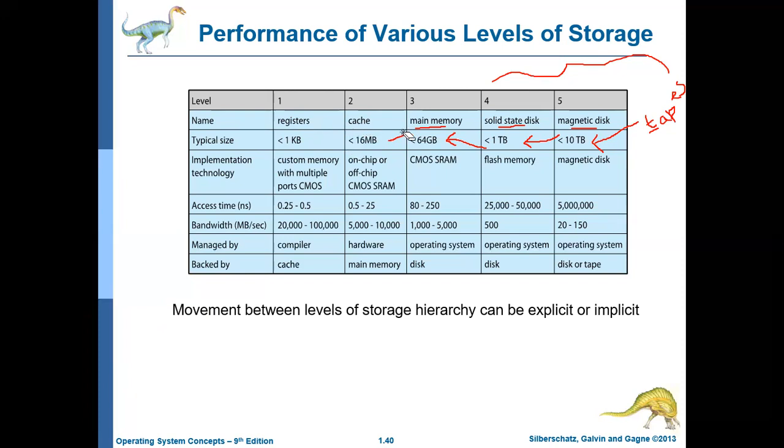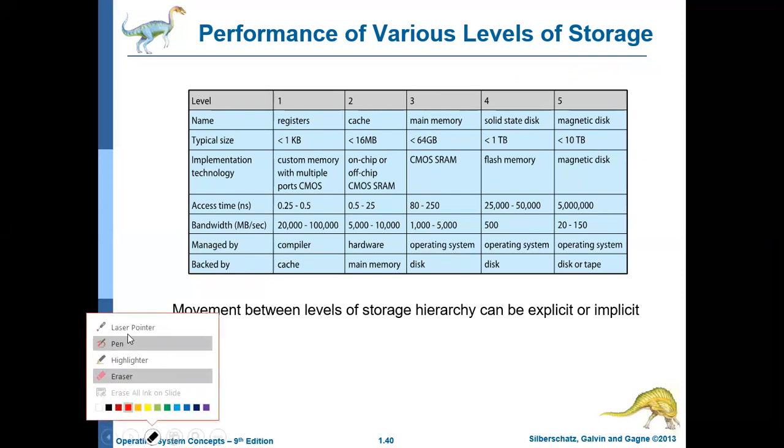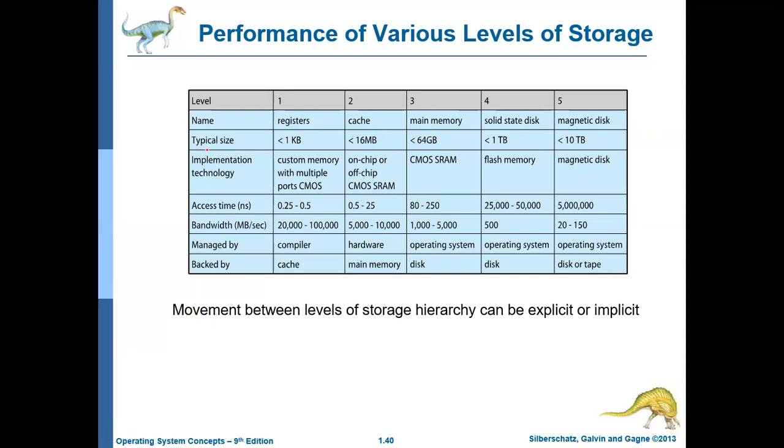Now we will try to understand the various features of these different storage devices. This diagram helps us understand the current scenario in a better way. The typical size of registers will be less than 1 kilobyte. Cache memory will be less than 16 MB. Main memory will be less than 64 GB, which itself is a very huge capacity. Solid state disk will be less than 1 terabyte. Magnetic disks will be less than 10 terabytes.